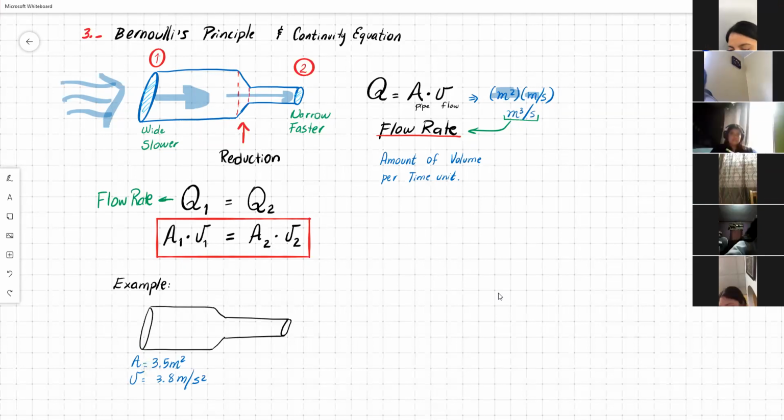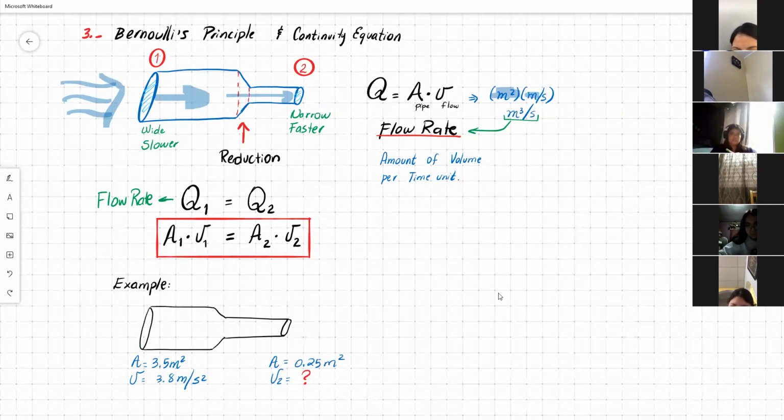After 4 meters, the pipe has a reduction in the area, okay? And now the new area after the reduction is 0.25 square meters. Question: what is the velocity that the flow has after the reduction? Okay, so I'm going to calculate the velocity after the reduction took place.